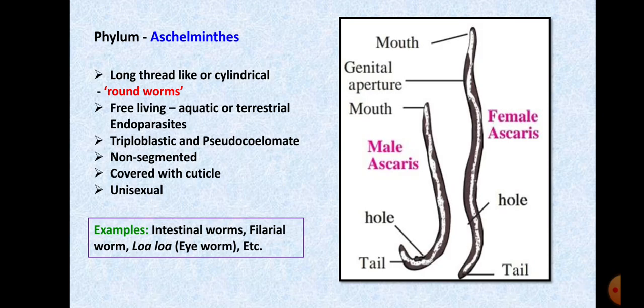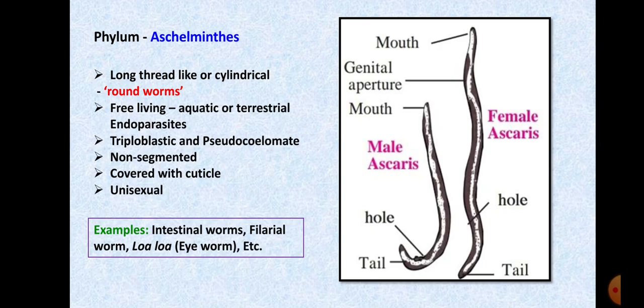And what about the reproductive system? These are unisexual, means male and female are different. Only one reproductive system, either female or male, would be present. They are not hermaphrodites. Clear? Then you have some examples being given: intestinal worms, filarial worm, Loa, that is the eye worm. If you want, you can check for the disease caused by filarial worm and intestinal worms.